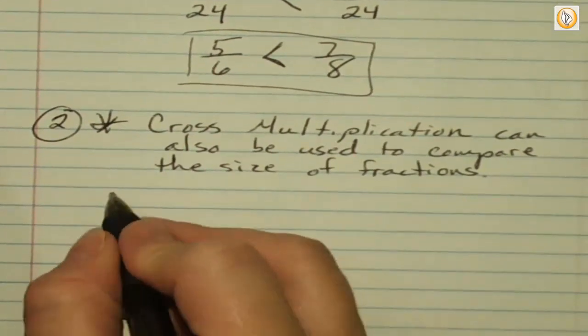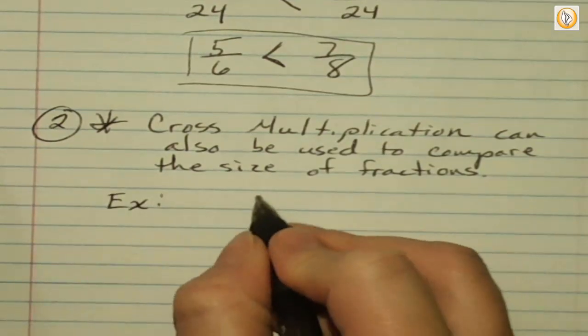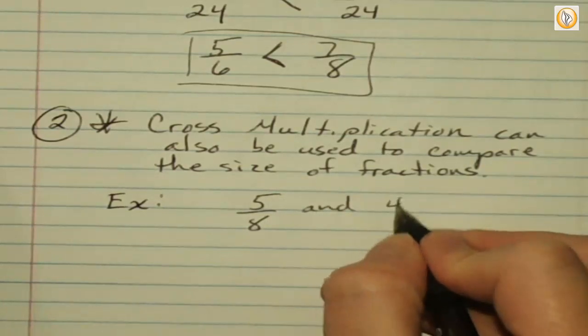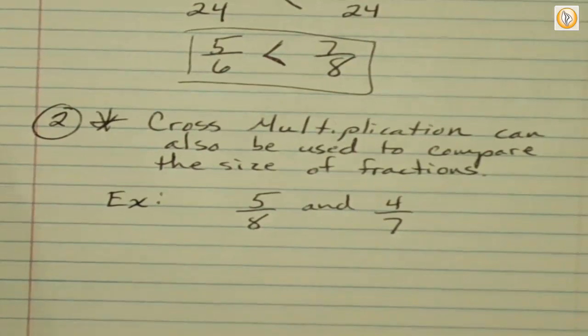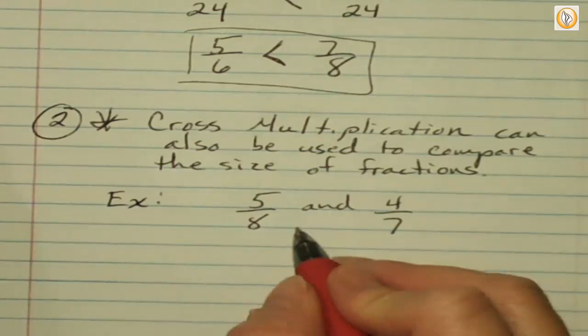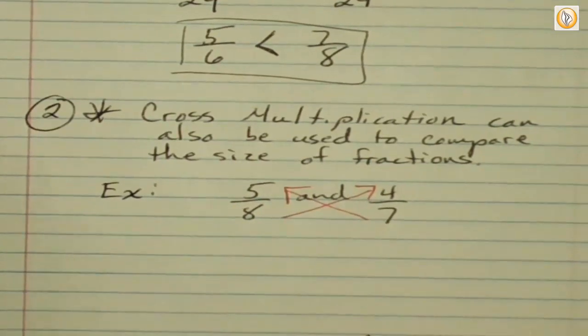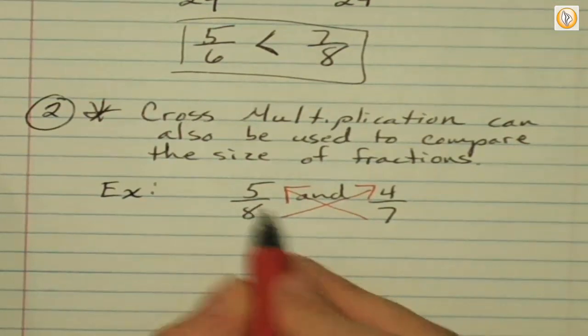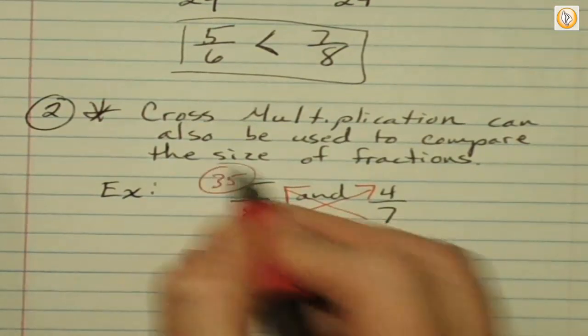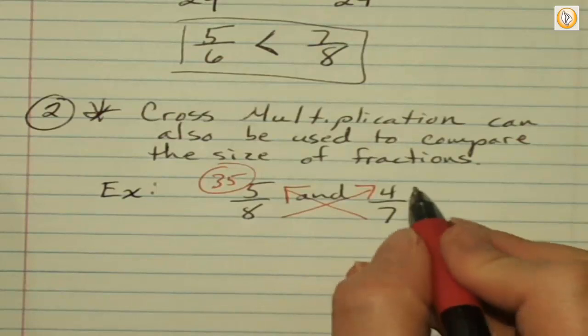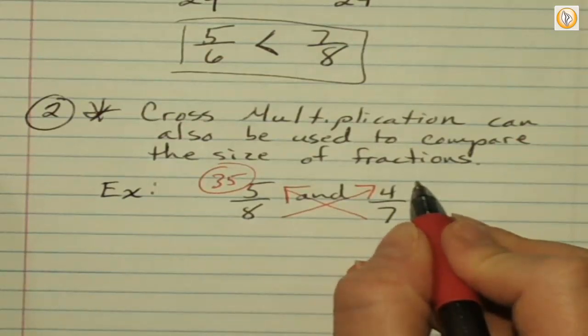So let's say we are going to compare 5/8 and 4/7. All right, cross multiplication. Remember the arrows always, boys and girls. So Emily, what is 7 times 5? 35. And 8 times 4, Whit? 32. Very good.